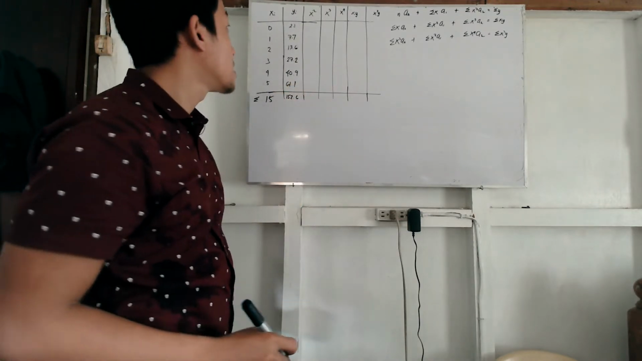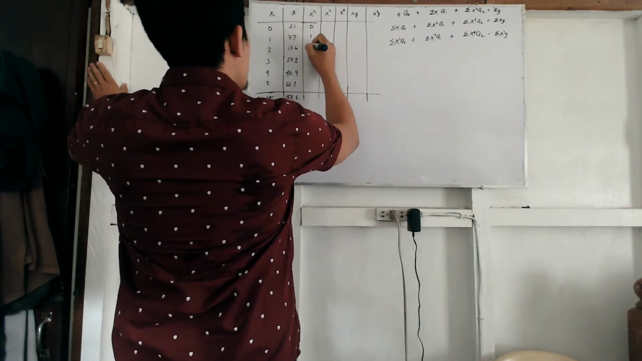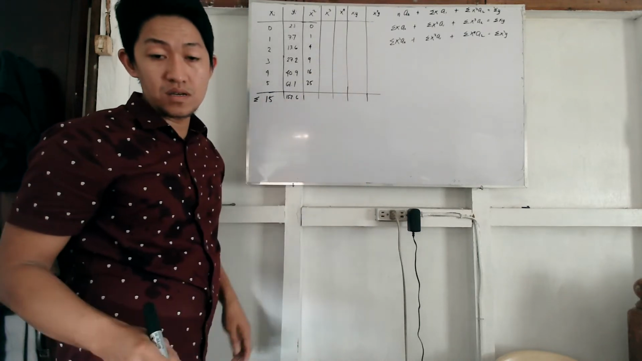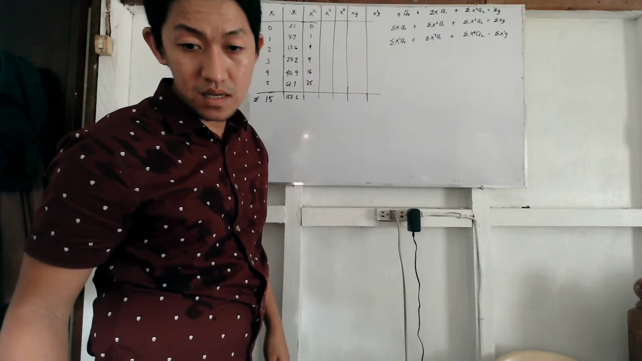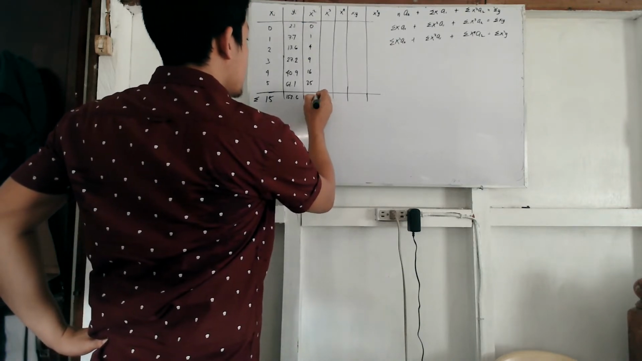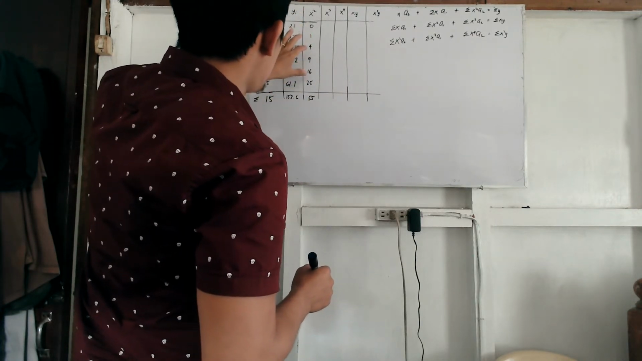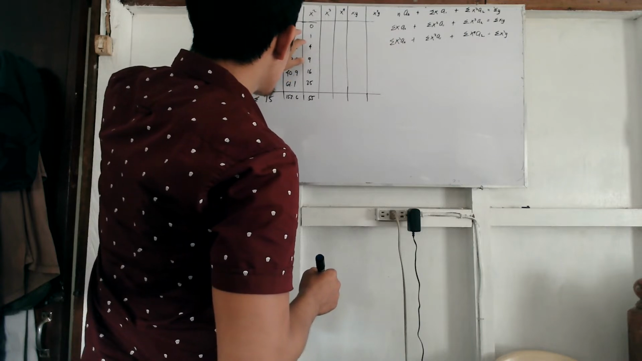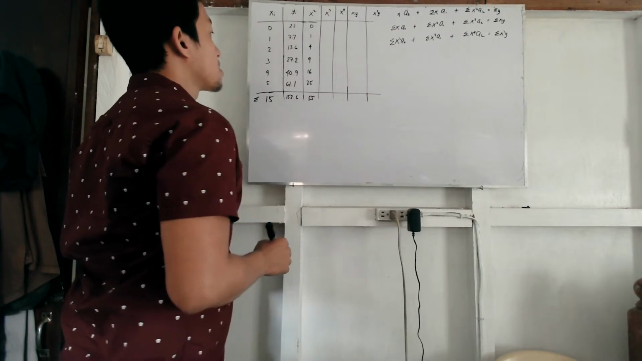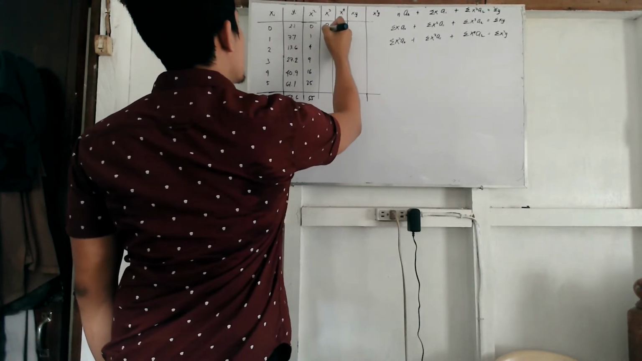Okay? And then, x squared: 0, 1, 4, 9, 16, 25. Summation of x squared is 55. Okay?